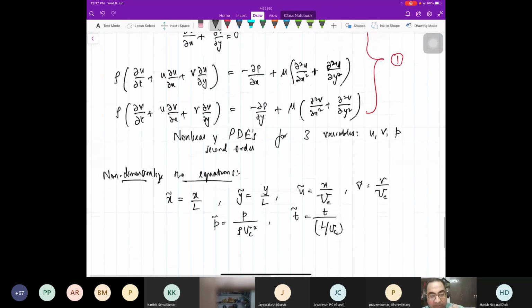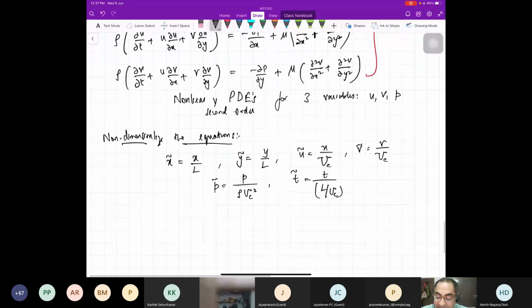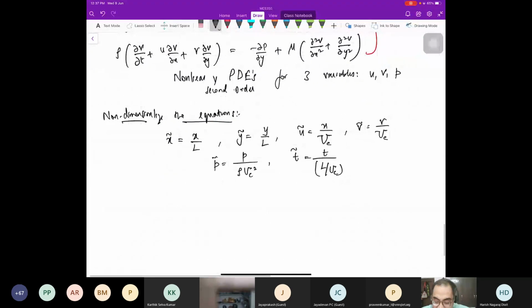Now, if you substitute wherever there is U, I can substitute U tilde times UC. Wherever there is V, I can substitute V tilde times UC. Tilde means it's a non-dimensional variable. Now, if I write down the Navier-Stokes equation, this is what I'm going to get: del U tilde by del X tilde plus del V tilde by del Y tilde is equal to 0.